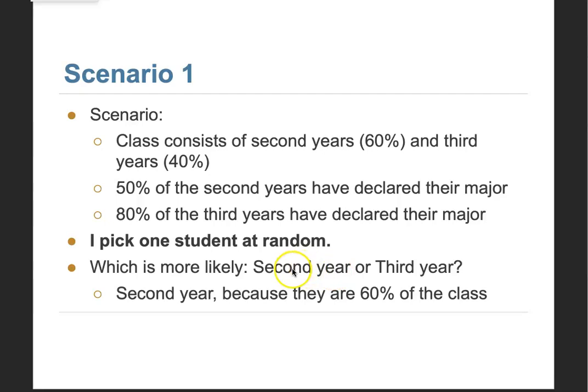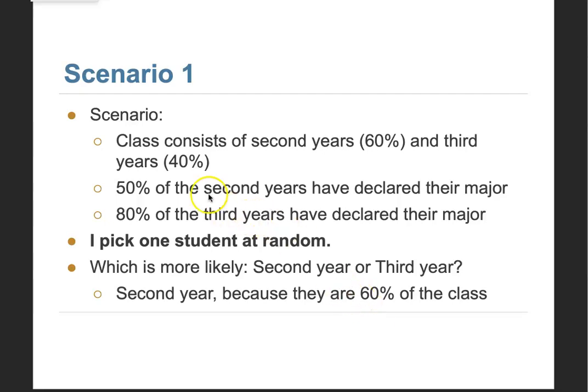Yeah, for this question, we just need to see the first bullet, right? Because we only select by random. Then we ask you, is a second year student or third year student more likely? Because second year is 60%, of course we say the second year, since they are the majority of this class. We have 60%. Okay, so this question is fine.